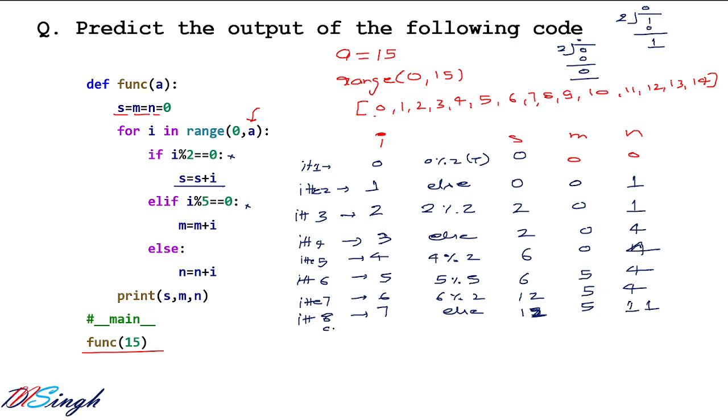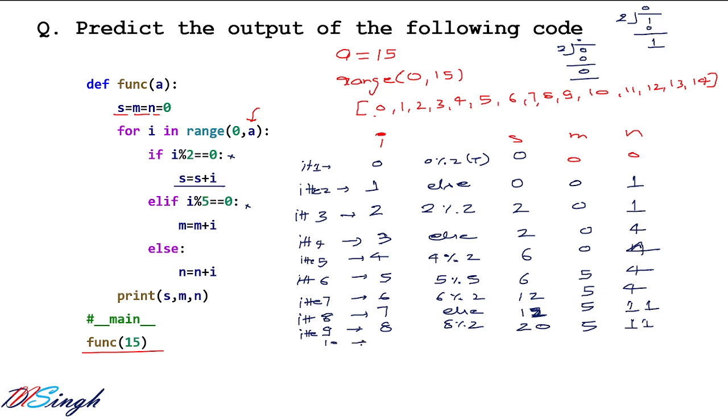In iteration 9, the I value will be 8, and 8 mod 2 is going to result in 0. So that 8 will be added to s, which will become 12 plus 8, that is 20. m will remain 5, n will remain 11.